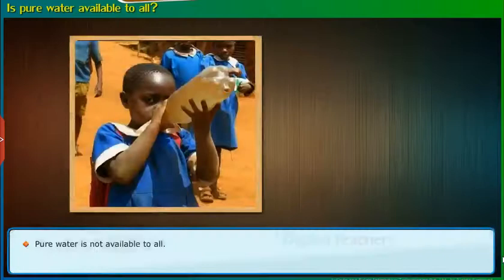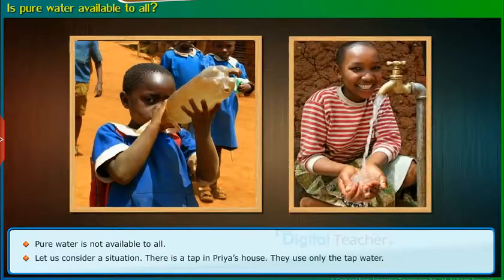Let us find out whether all the people in the entire world are drinking pure water. Pure water is not available to all. Let us consider a situation. There is a tap in Priya's house. They use only the tap water.